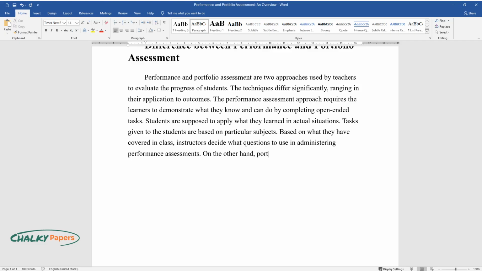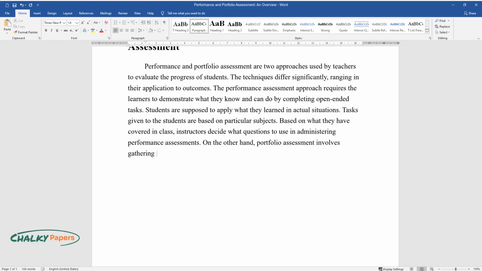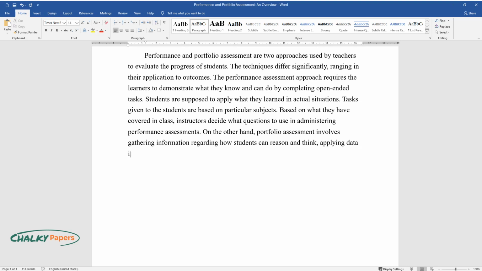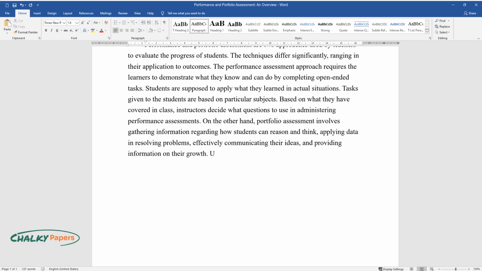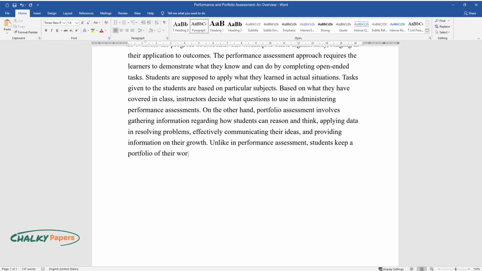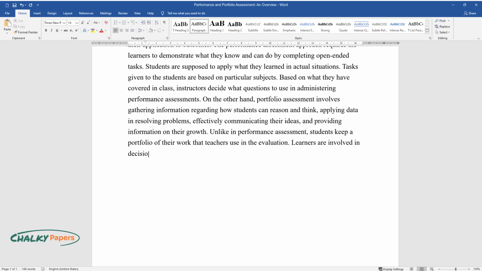On the other hand, portfolio assessment involves gathering information regarding how students can reason and think, applying data and resolving problems, effectively communicating their ideas, and providing information on their growth. Unlike in performance assessment, students keep a portfolio of their work that teachers use in the evaluation. Learners are involved in decisions made in the assessment, such as identifying areas that may require teachers' help.